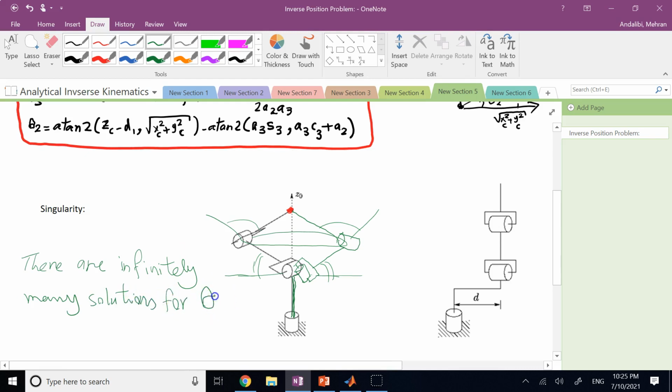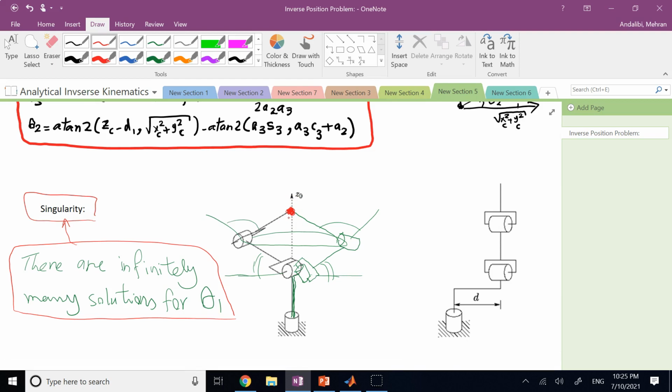for theta 1. Means you cannot uniquely determine a solution, and that is, if you remember from the past, one specific definition that we use for singularity. Singularity means those positions and orientations that are given to me for the end effector for which I cannot find a unique set of solutions, or at least several, a finite number of solutions, right? So if I find 2 or 3 or 5 solutions, that still is not a singularity.